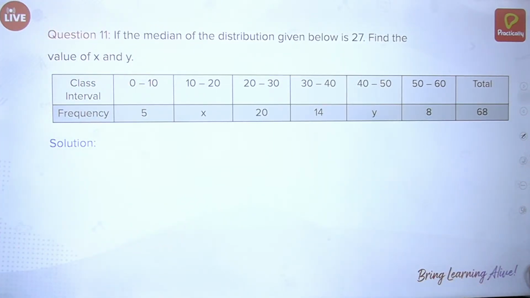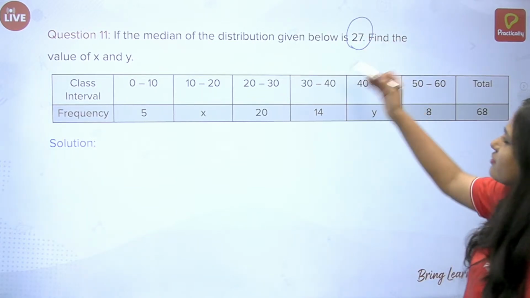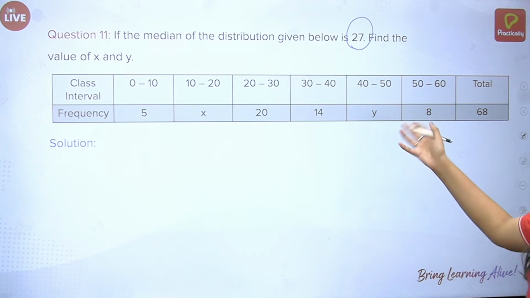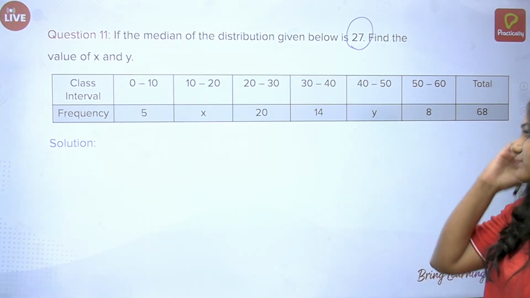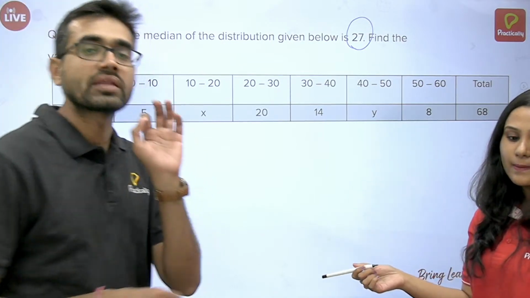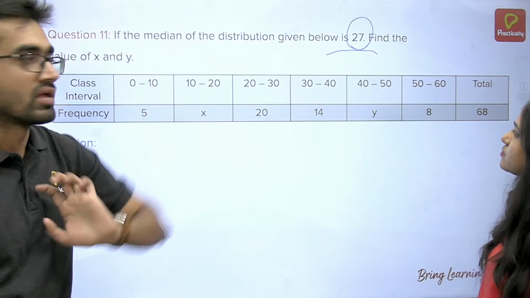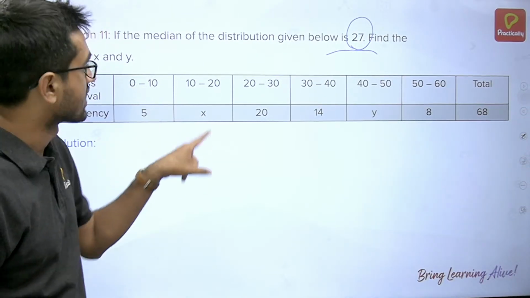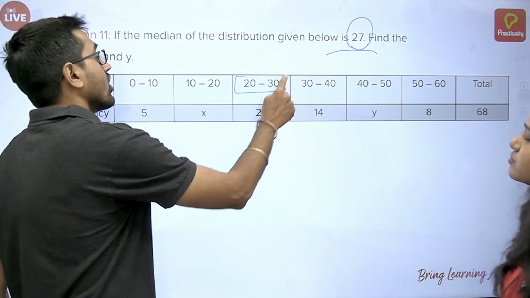Okay. The median of the distribution given below is 27. I think we have solved this in one of the sample papers, if I'm not wrong. Find the value of x and y. So this is a very easy question. What you have to remember is the median class, and you always see the value of the median given. It is falling inside which class? 20 to 30, right?